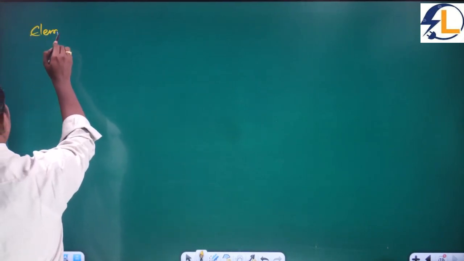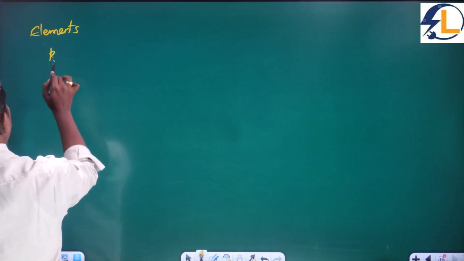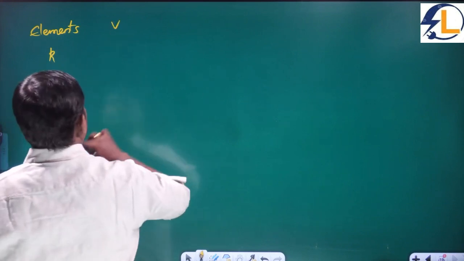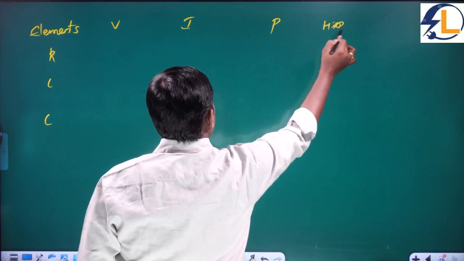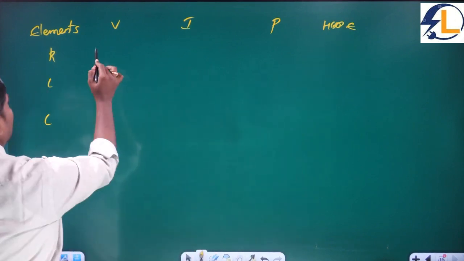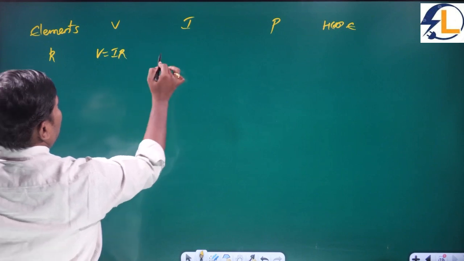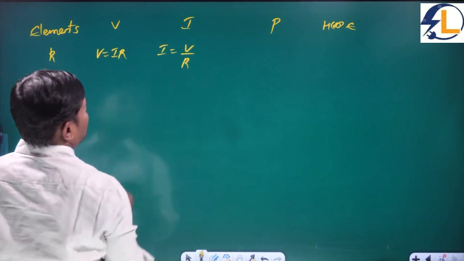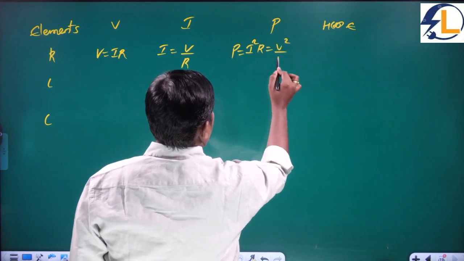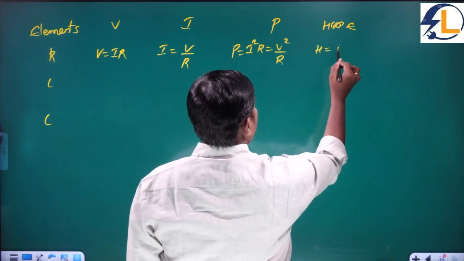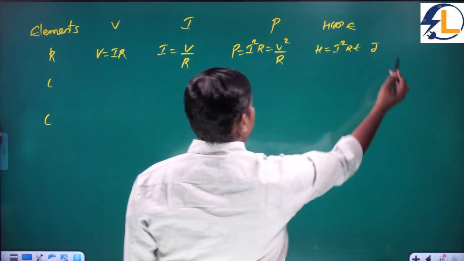So what is a comparison table? Elements are R, L, C; voltage equation, current equation, power equation, heat or energy. V is equal to IR, I is equal to V by R, and the power is equal to I square R or V square by R, and the heat is equal to I square RT joules.